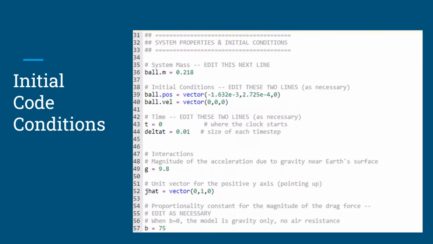Here's the code. This is the initial conditions. Line 36 is the spring mass in kilograms. Line 39 is the initial position. Line 40 is the initial velocity, and line 57 is the drag proportionality constant, which I just thought were some important things to note.